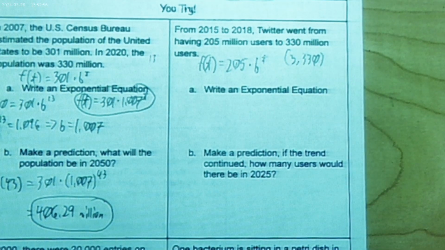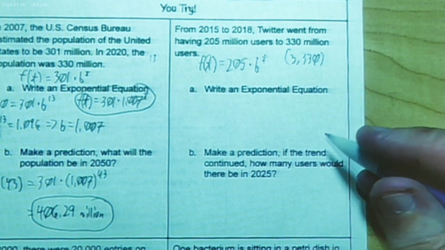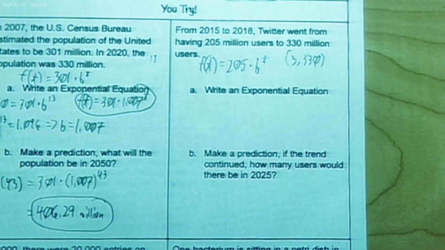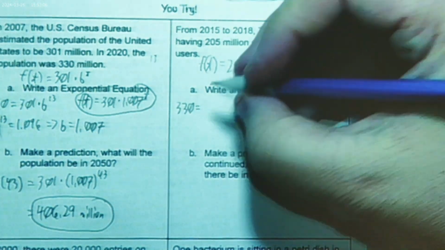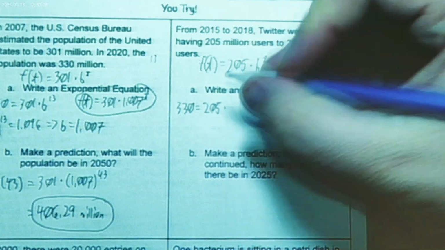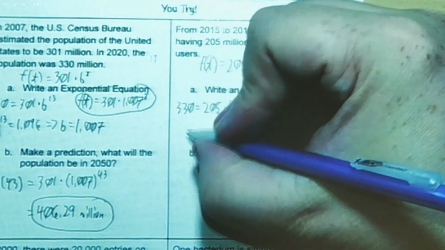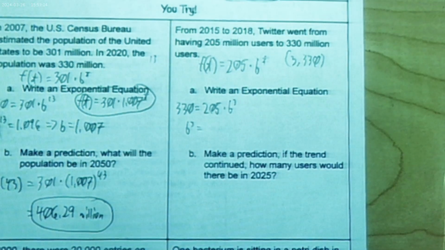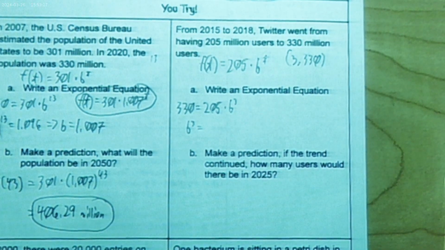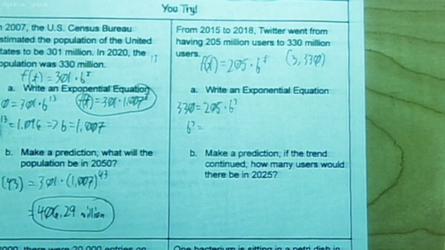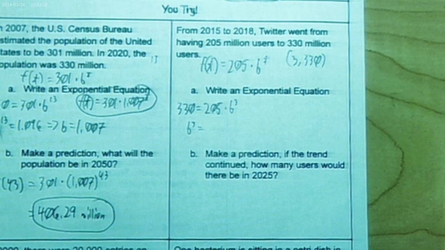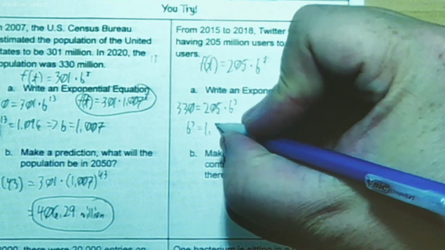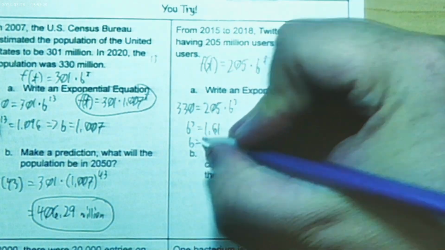That's a pretty good looking point to plug into our exponential equation so far. So let's see if we can solve for b. We've got 330 equals 205 times b to the 3rd power. I'm going to divide both sides by 205 off camera just to save myself some space. So 330 divided by 205 gives me, I'm going to say, 1.61.